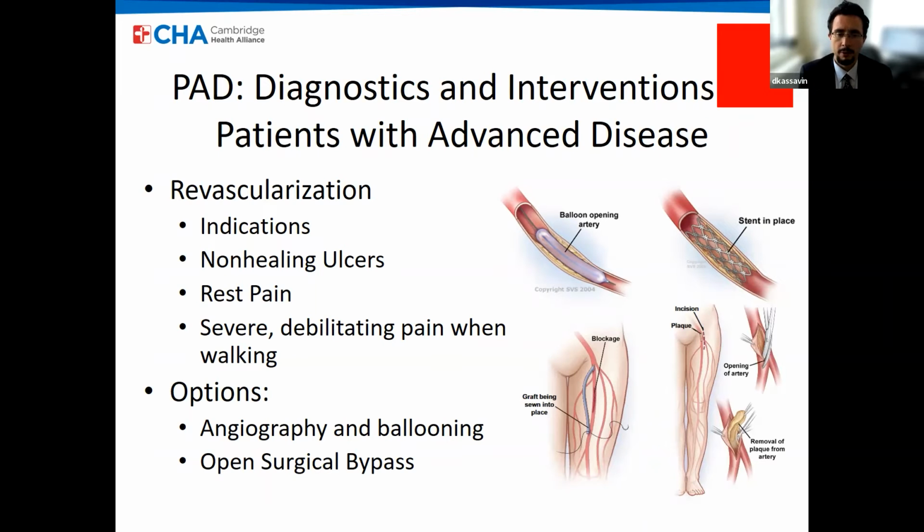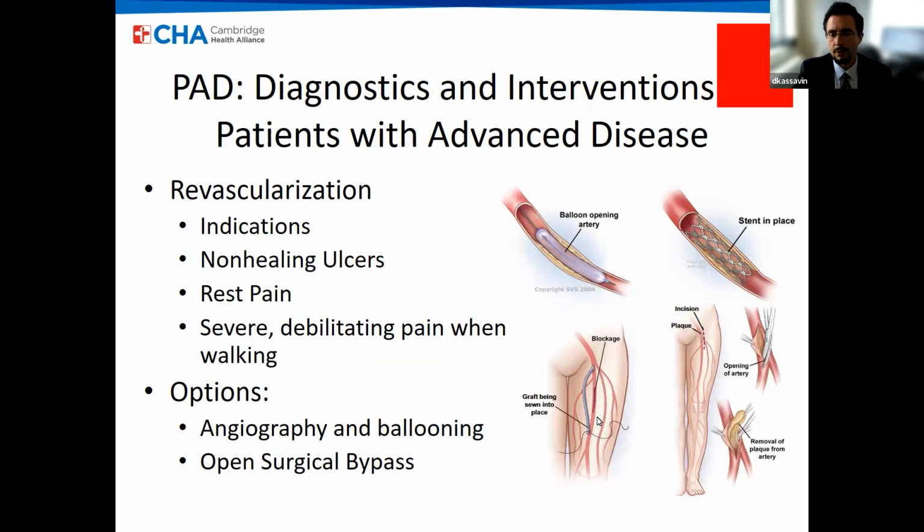And the options include balloon angioplasty, which is what you see here on the top left-hand side. That's a balloon being inflated inside of a narrowing. In some cases, we could put a stent, and in some cases, we could do what's called a bypass, in which case you skip that area of disease and you connect healthy artery to healthy artery and essentially bypass that area.